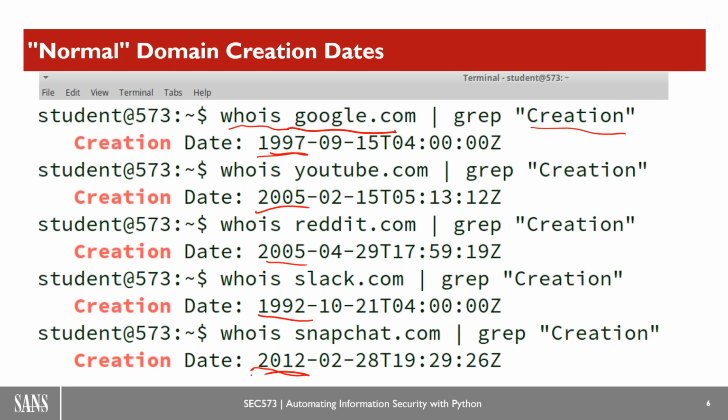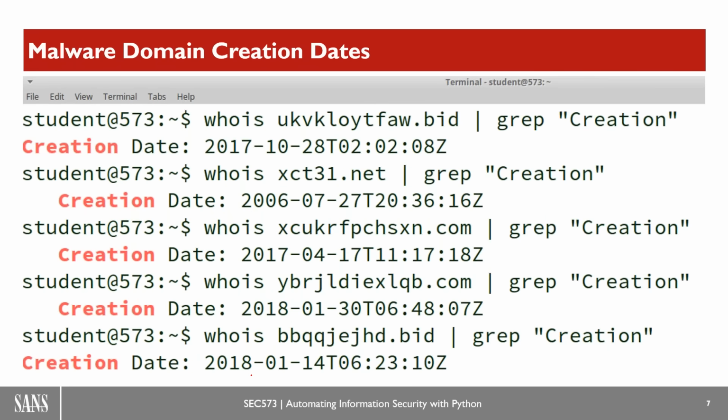Looking at these dates, I then went out to a repository of known command and control, known malicious domains, and I did the same thing for those domains. Here I grabbed the first 5 known malicious domains I came across in the list. So for this domain here, 2017. This domain here, 2006. So that's not making a good case for me here, but I didn't want to cherry pick good answers for the presentation. These are legitimately the first 5 malware domains that I grabbed off of this particular list.